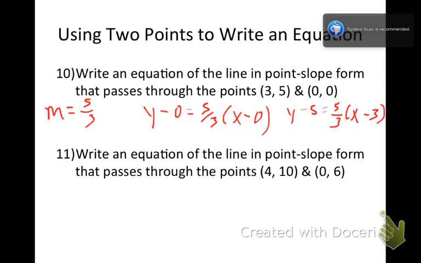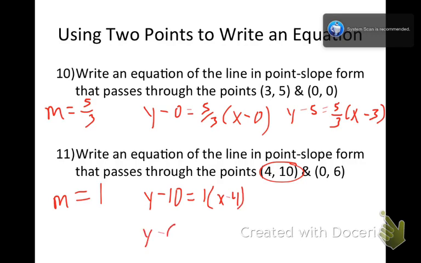11. Write an equation of a line in point slope form that passes through the points (4, 10) and (0, 6). What's my slope? I got 1. Slope's 1. Which point did you use? 4. Okay, so what did you put? I put y minus 10 equals 1. Nice job. If you use the other coordinates, you would have been y minus 6 equals 1 parentheses x minus 0. Great work.